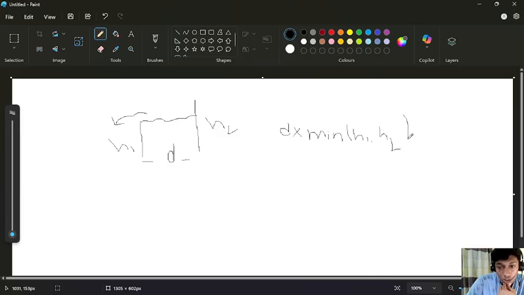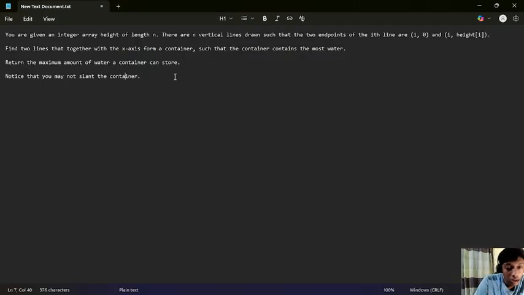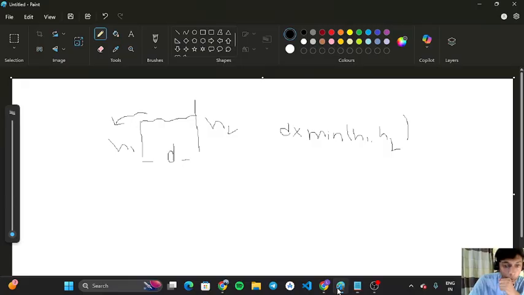So, from the given integer array, we have to find two lines such that those two lines make a container and the area of the container is maximized. For this, we basically have two approaches. One is the brute force approach. The second one is two pointers. Let's see what the brute force approach is.